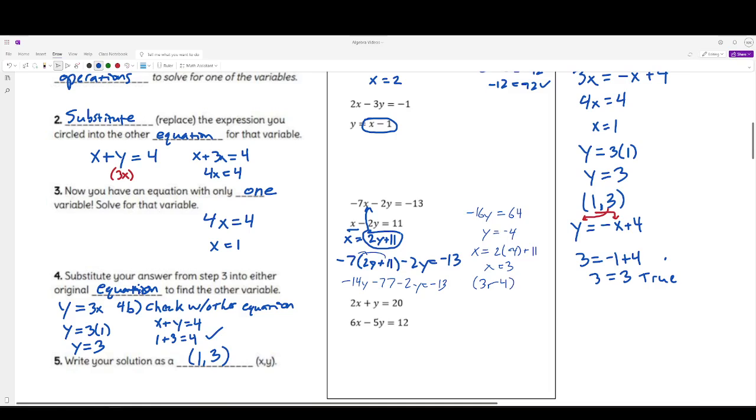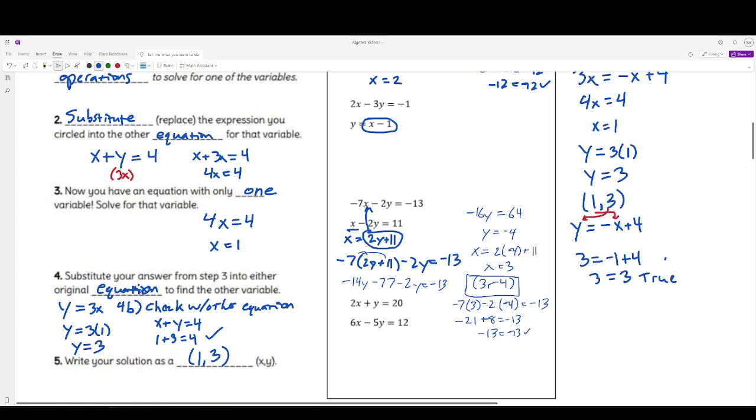I want to check that with the other equation. So negative 7 times 3 minus 2 times negative 4 equals negative 13. That's negative 21. And then negative times negative is plus 8 equals negative 13. Yes, that is correct. So, since I've checked with the other equation, I'm now very certain that 3, negative 4 is in fact the intersection.